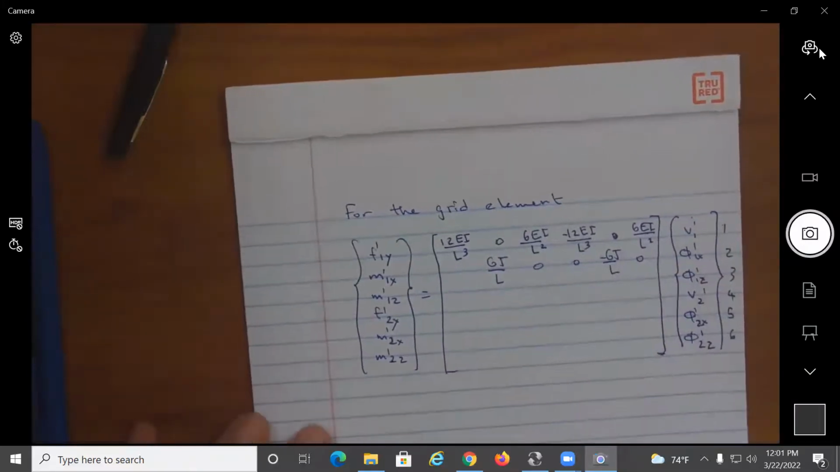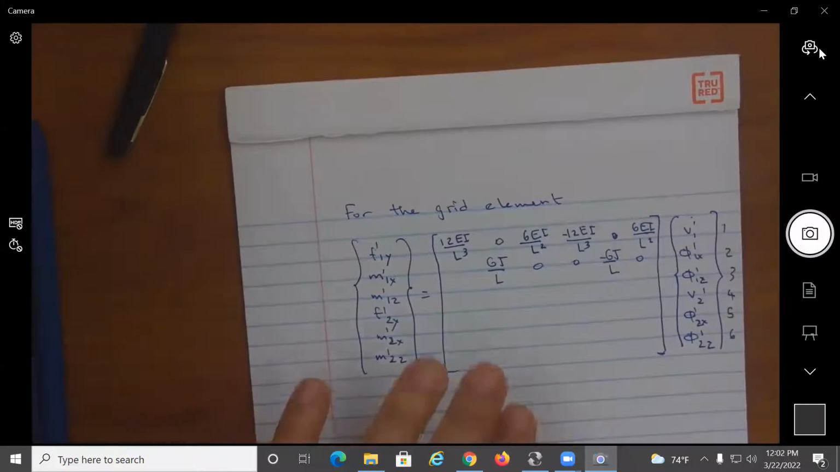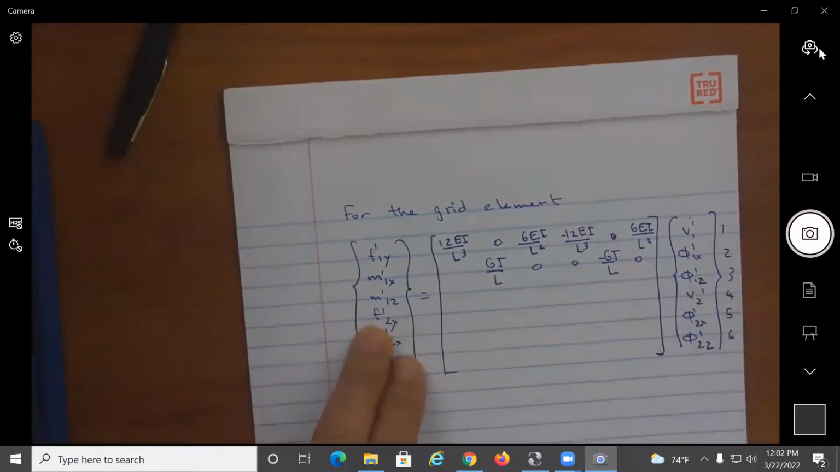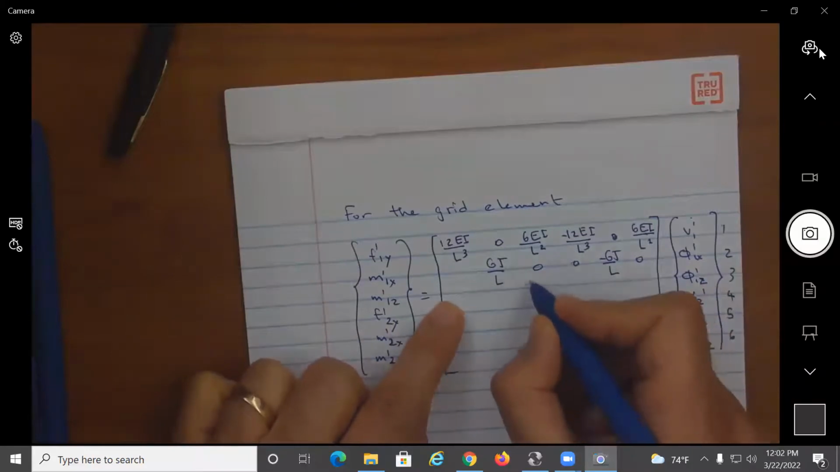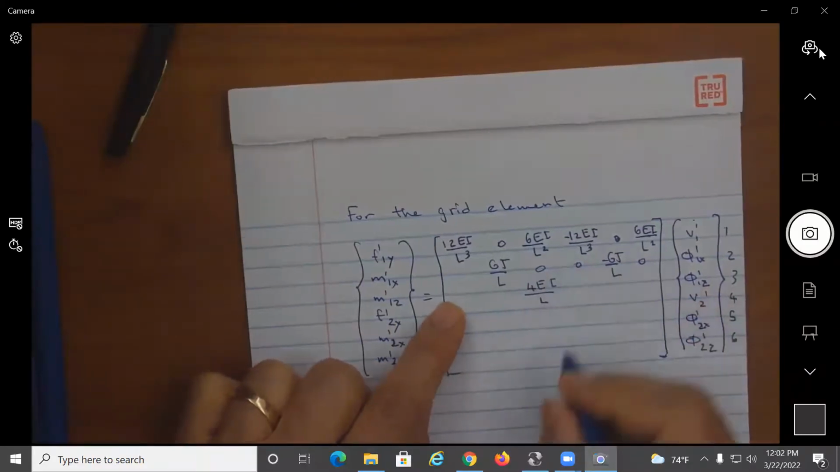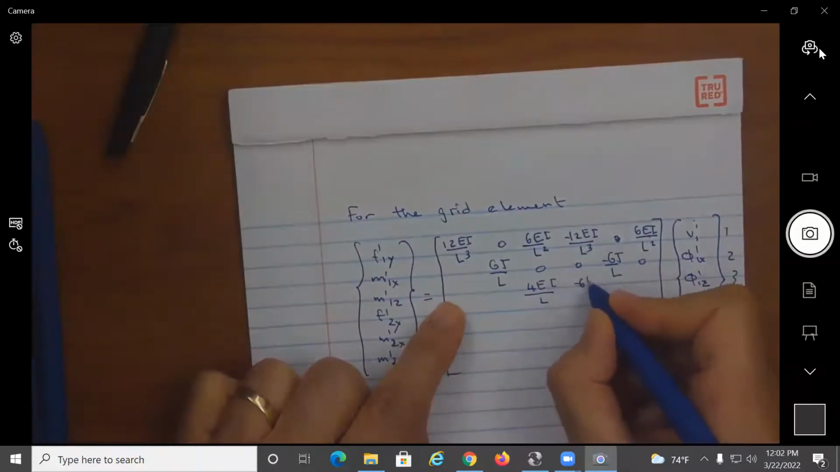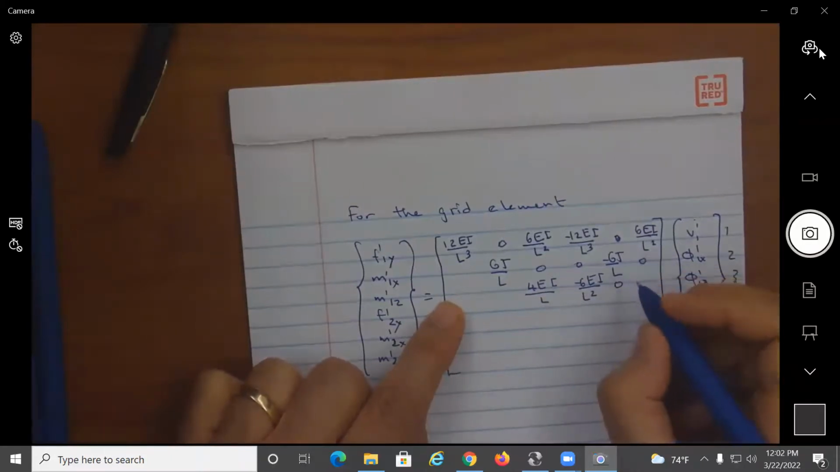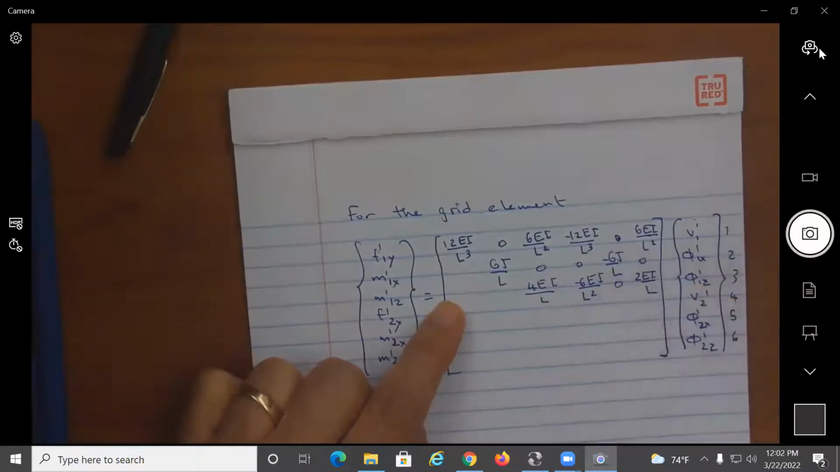Next, I'll be looking at the third row, which is going to be coming from the second row of my beam element stiffness matrix, right? So I'm going to be getting here 4 EI over L. I will be getting minus 6 EI over L squared. I have here a 0, and I have here a 2 EI over L.